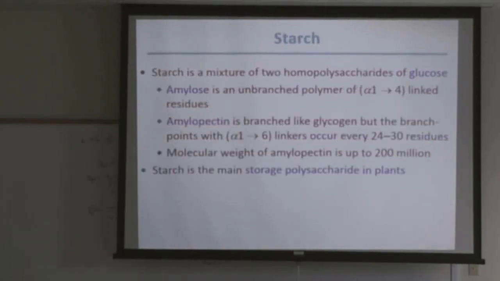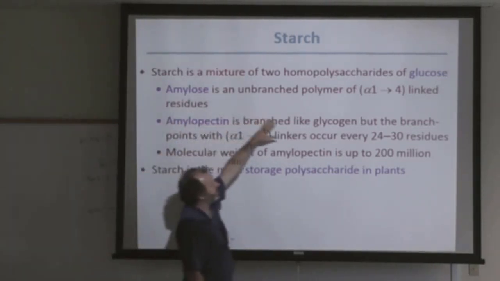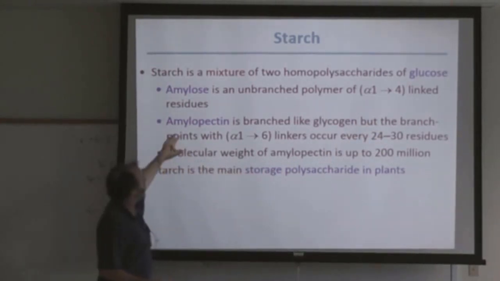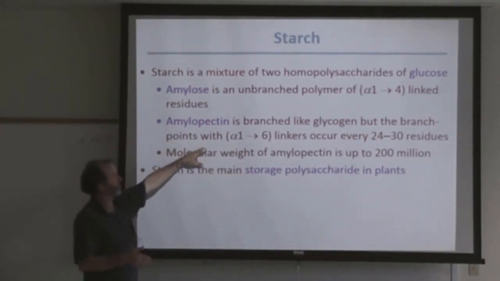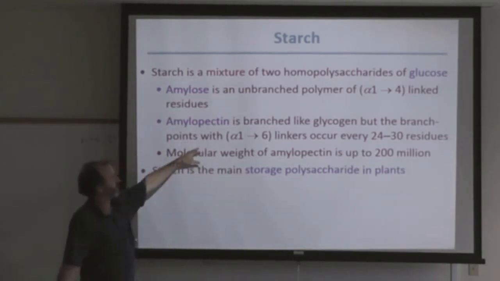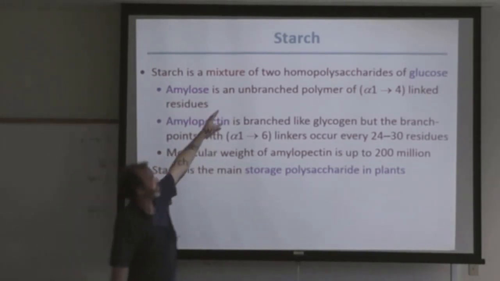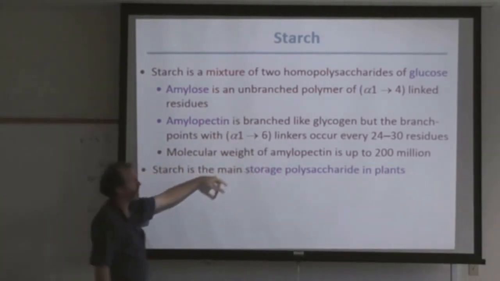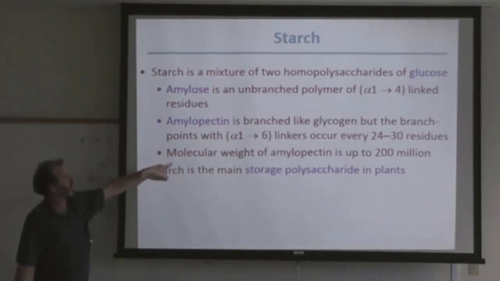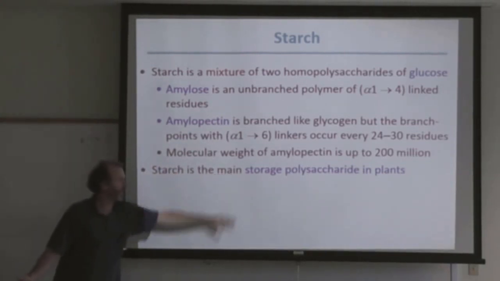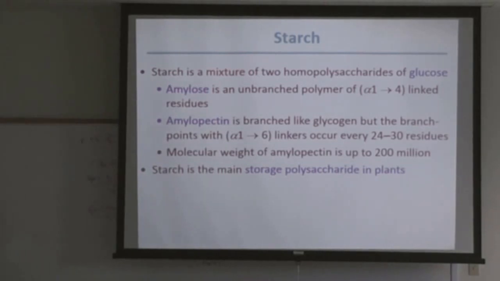Starch is a mixture of 2 homopolysaccharides of glucose. Amylose is just linear alpha-1 to 4 linked glucose. And amylopectin is similar to glycogen, but it doesn't have as many branches. So amylopectin has alpha-1 to 4 main chain linkages with alpha-1 to 6 linkages every 24 to 30 residues. Molecular weight of amylopectin is up to 200 million. And this is the main storage polysaccharide in plants.